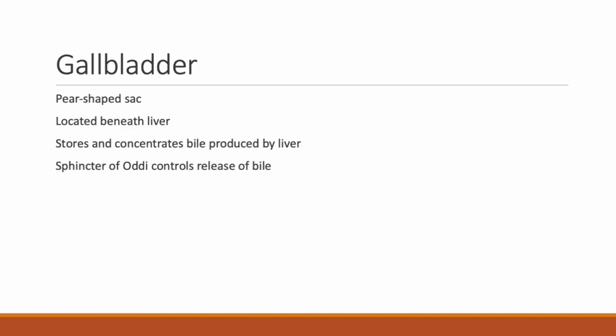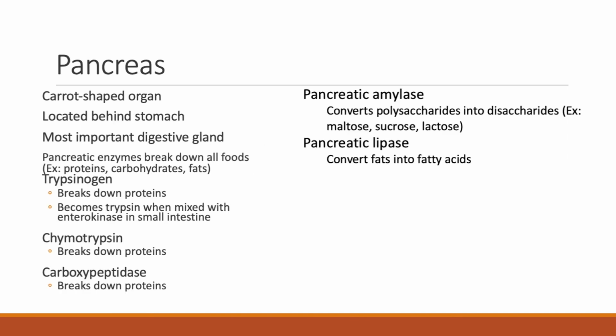Now we're going to talk about the gallbladder. It's a pear-shaped sac. It's located beneath the liver. It stores and concentrates bile that's produced by the liver. The sphincter of Oddi controls the release of the bile into the, that's right, the duodenum. And then the pancreas. It's carrot-shaped. It's located behind the stomach. It's the most important digestive gland.